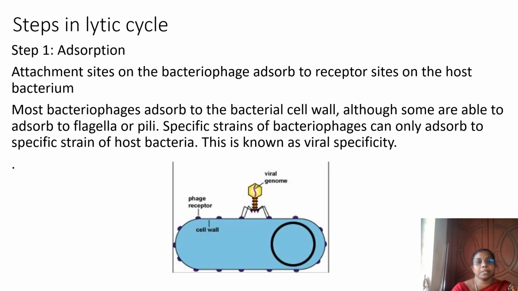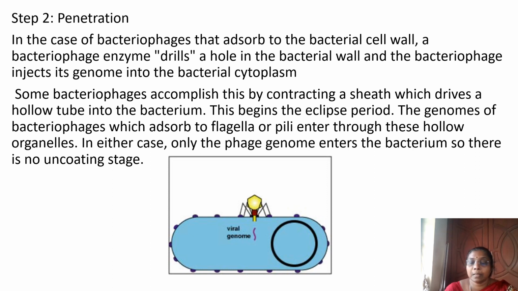The first step is adsorption. In adsorption, attachment sites on the bacteriophage adsorb to receptor sites on the host bacteria. So you can see the virus is being adsorbed, attached to the surface of the bacterial cell, the cell wall. Some may adsorb to flagella or pili, etc. Specific strains of bacteriophages can only adsorb to specific strains of host bacteria, and this is known as viral specificity. And the next step is penetration.